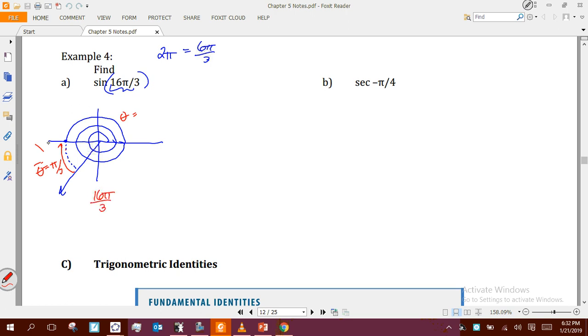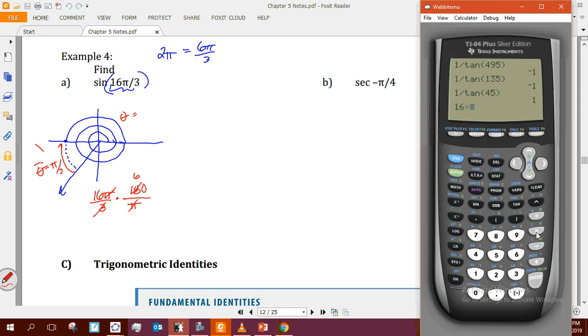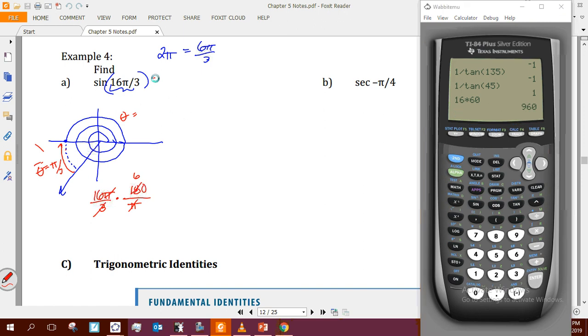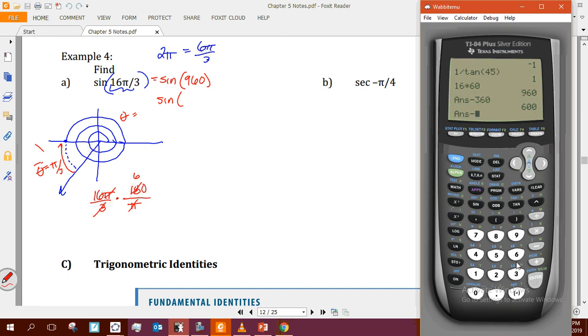If you have trouble working with these fractions, 16 pi over 3, you can do this. Okay, so it's going to cancel. Six there. Okay. So now I'm looking at 16 times 60. Okay, so let's just kind of see what happens here. If I go 16 times 60, it gives me that. So 16 pi over 3, when I ask this question, it's the same thing as asking in degrees the sine of 960. But the sine of 960, we don't like that, so we subtract 360 from it because it's too big. Subtract 360, subtract 360 again, and I get 240.